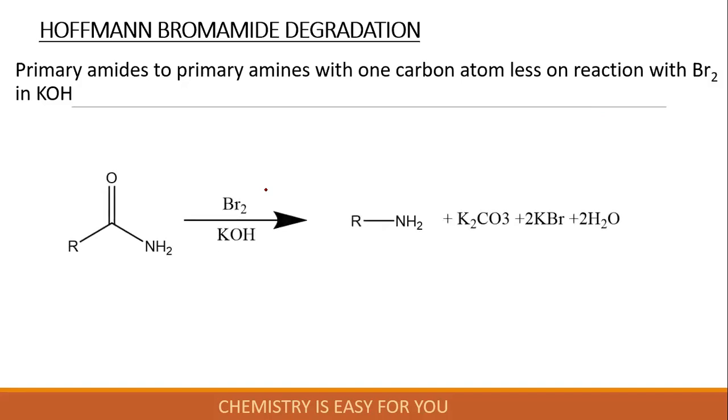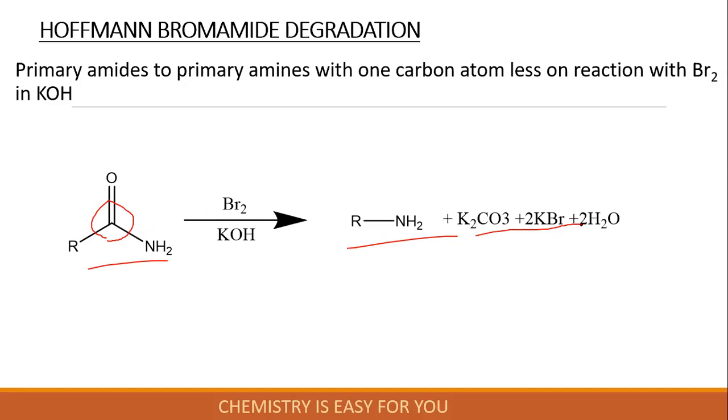Now let's see what the representative reaction is. The representative reaction goes like this. Here we have an amide, then Br2 and KOH, and we will get a primary amine. And we can see one carbon is less here, one carbon less than the amide. And as side products we will get K2CO3, KBr, and water.